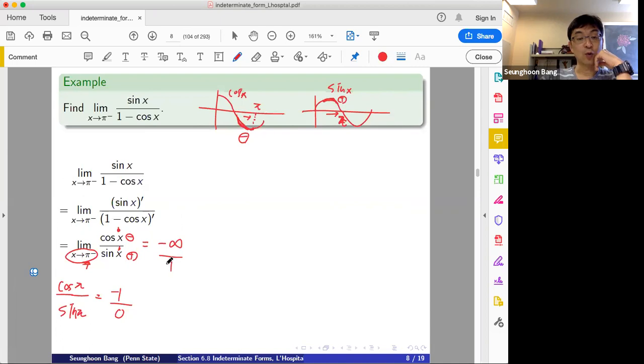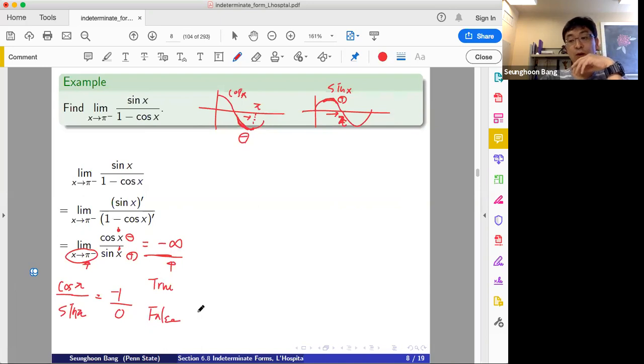So what do you think? Is this answer right or wrong? Is this right? You cannot find my mistake? So this is right? This answer, what do you think? Is it true or false?